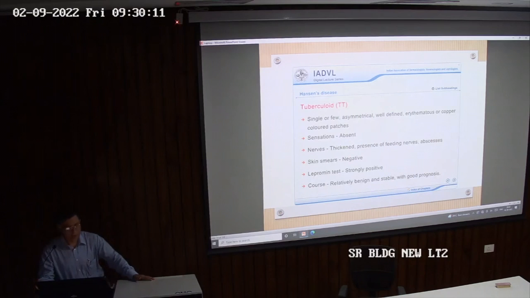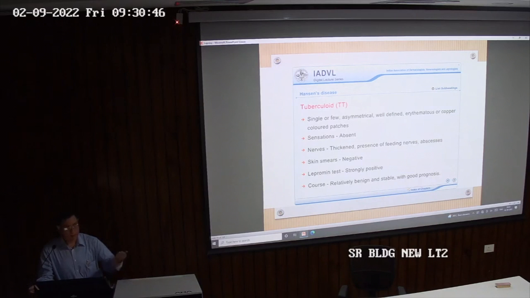The tuberculoid pole is where the patient has the highest resistance. Lesions are single or few, asymmetrical, well-defined, erythematous or copper-colored. Sensations are absent because of the affection of nerves. Nerves are thickened, with feeding nerve abscesses. Skin smears are negative, meaning the number of bacilli is very low because of the high resistance of the patient. The lepromin test is strongly positive because the immunity is still there in tuberculoid leprosy.